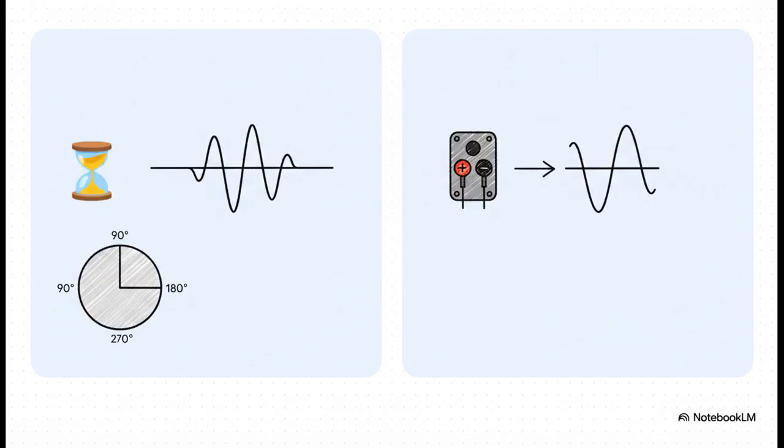Now let's clear up something that trips a lot of people up: the difference between phase and polarity. They are not the same thing. Phase is about timing, that relationship we measure in degrees. Polarity, on the other hand, is about the physical wiring of your gear, the positive and negative connections. Reversing the polarity, like swapping the red and black wires on a speaker, is the action that causes a perfect 180-degree phase shift. So think of it like this. Flipping the polarity is like flipping a switch, and the phase shift is the result.